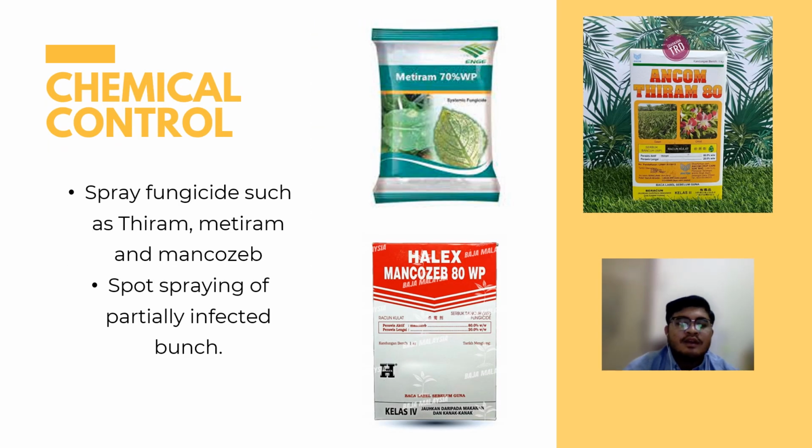Next is chemical control, which is spraying fungicides such as thiram and mancozeb. The spot of the spraying is particularly the infected bunch, and it could reduce infection and allow the bunch to mature normally.